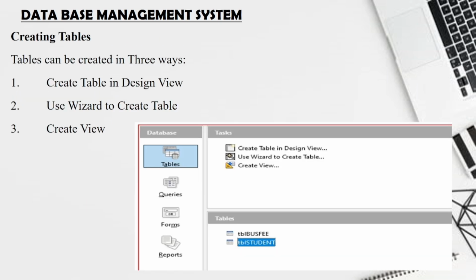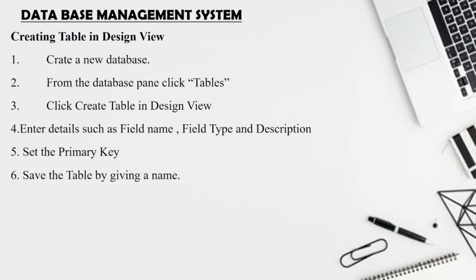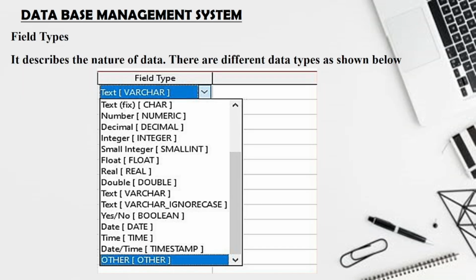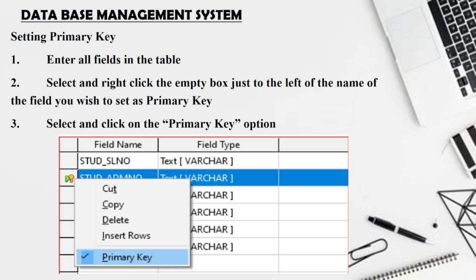So using different options, we can create tables. We can create the table using design view, and also using the different wizard views. So the table will include field name, field type, and different field properties, and you have to remember the different data types. What are the different data types we can use for rendering data? Text, number, decimal, integer, small integer, float, real, double, text, varchar. So yes or no, date, time, all these are the different field types available in the Excel sheets.